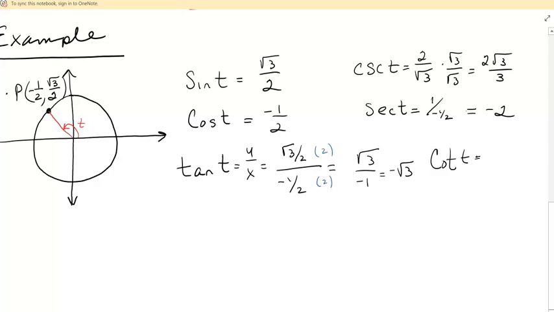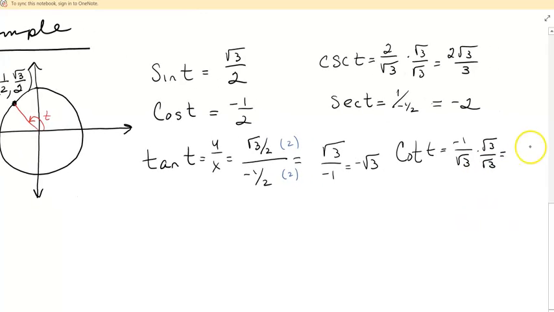So, well, we can start by doing x over y, or you can just do the reciprocal of here instead of doing all that other work, which would give us negative 1 over square root of 3, which of course we do have to rationalize. So cotan ends up being negative square root of 3 over 3.